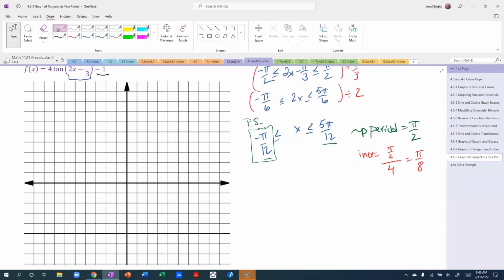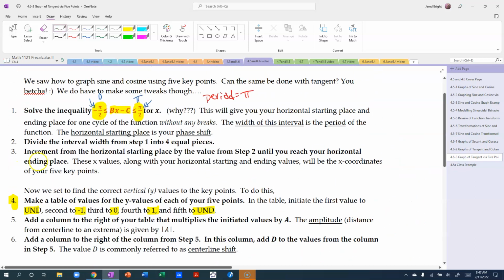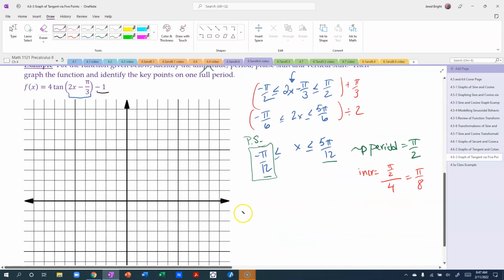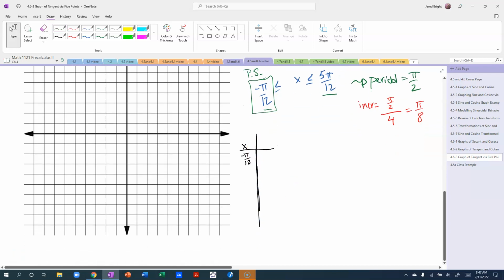So now I'm ready to make a table of values, as in number 3, incrementing from the horizontal starting place. I'm going to make an x table. I'm going to start at negative pi over 12 and increment by pi over 8. This is going to be fun to add, let me tell you. So I'm going to pause the video, write them down, and then resume the video once I have them all set up.